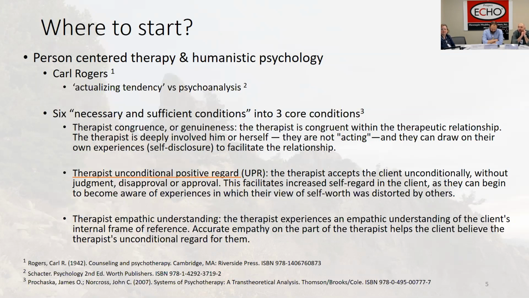Therapist congruence. How do you create a sense of authenticity when you're meeting with a patient? You have to be deeply involved. You can't be acting out. You have to actually be interested in what the person is telling you. Not easy to do, not easy to describe, but if you sit down with a patient and say to yourself, this person is going to tell me something that I need to know, then you're generally in the right place. Then you're generally listening in the right way.